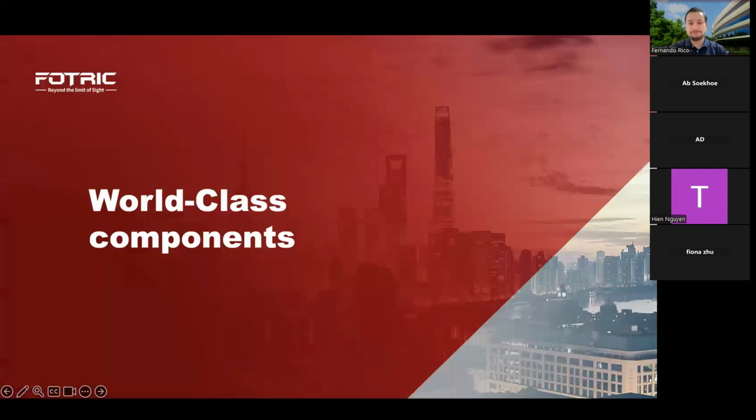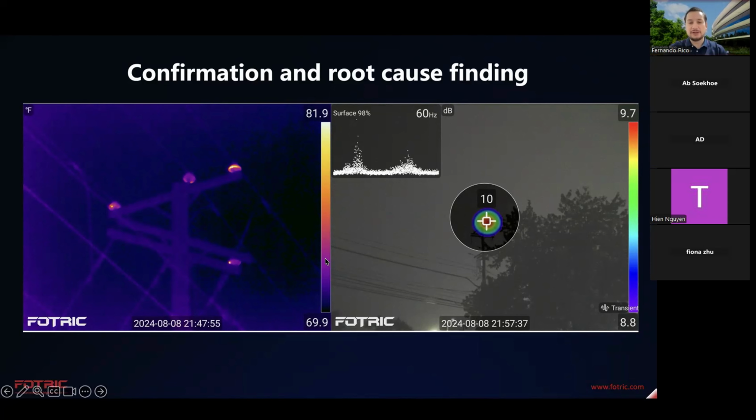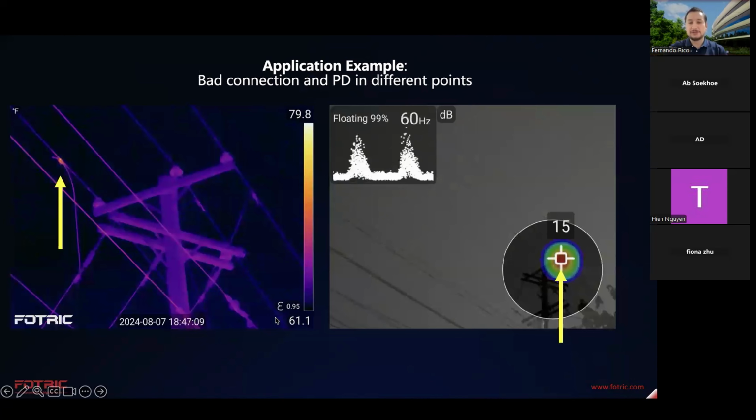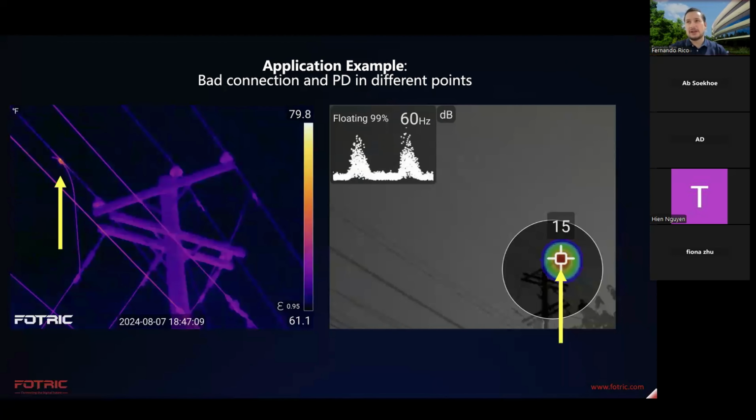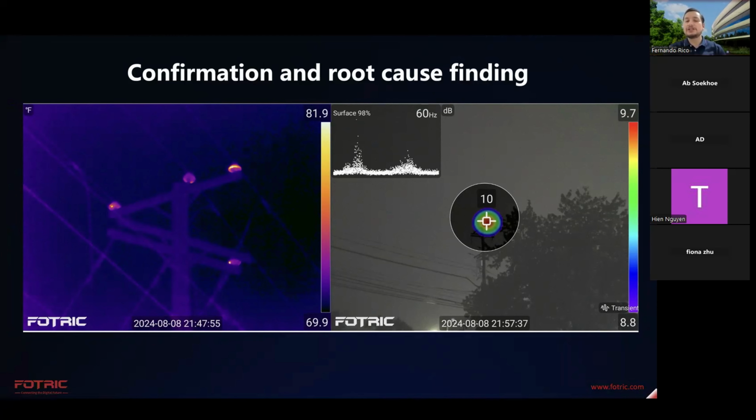You may be wondering, okay, how can a camera do all of that in one single battery? Because as you see here, this is just one single battery and the camera runs for 2.5 hours to 3 hours, which is the same as just the acoustic camera in our competitors. How can FOTRIC achieve that?